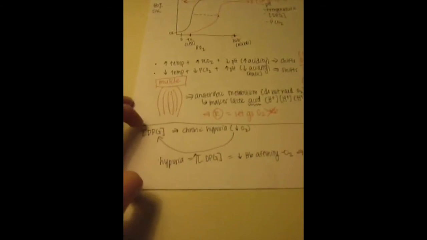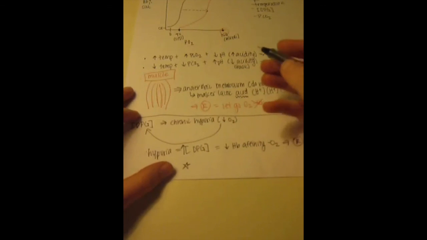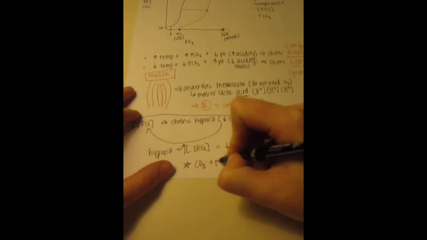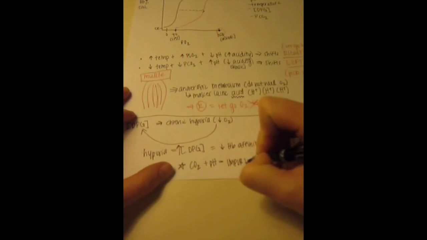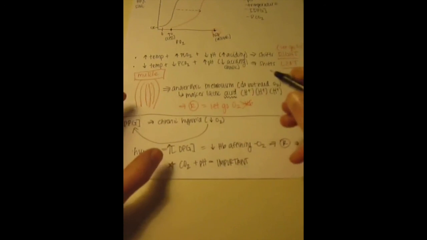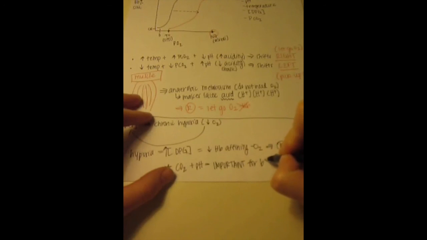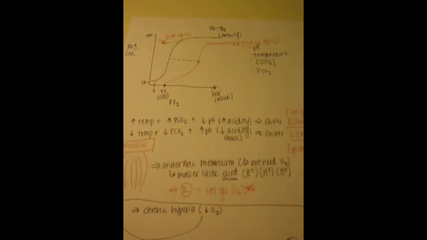Another thing that was on your quiz this past Tuesday that I think you guys should remember: you have to know that carbon dioxide and pH are the two important factors for determining the stimulation of breathing. It's actually not the amount of oxygen. So these two right here. Alright, I hope that makes a little bit more sense for you guys.